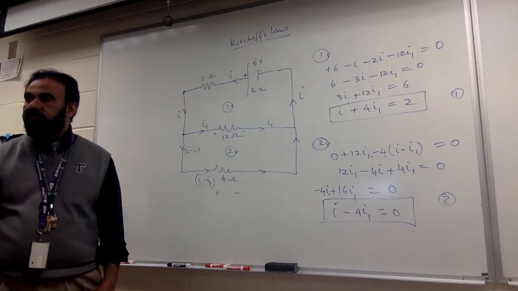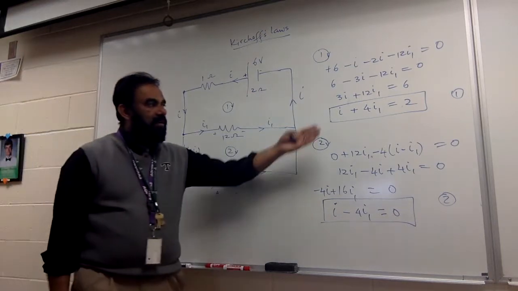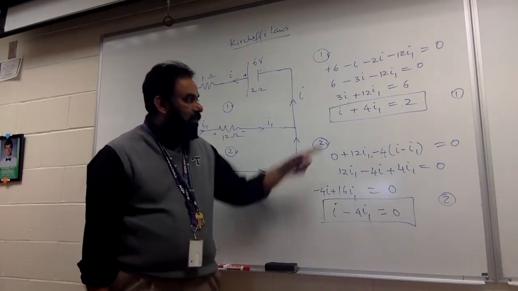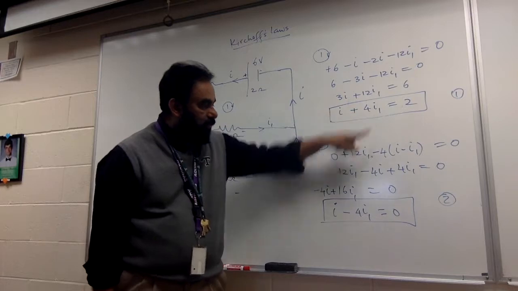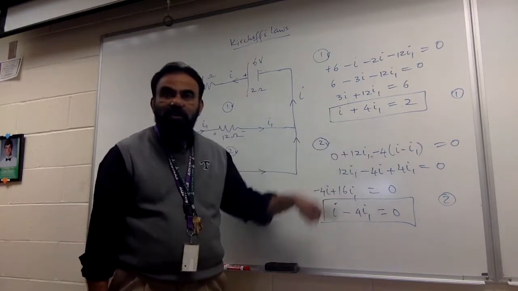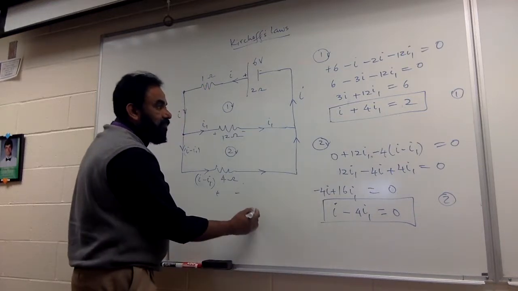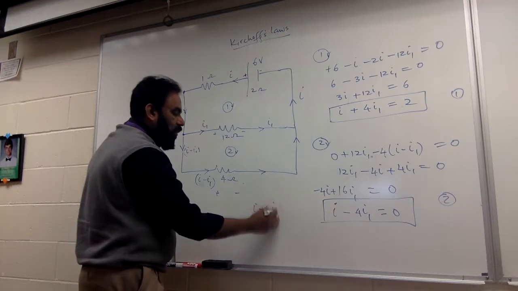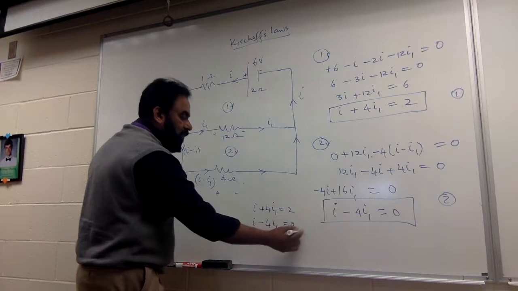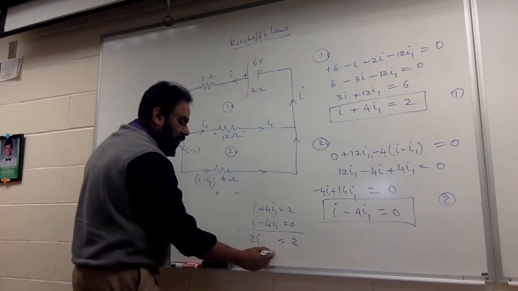Once you get these two equations, just solve them simultaneously. You know simultaneous equations. How do you solve this? Add them. It depends. Here I can add them because this is plus 4i1 and this is minus 4i1, so if I add the equations, this gets knocked out. If I add 1 and 2, what do you end up getting? i plus 4i1 equal to 2 and i minus 4i1 equal to 0. If you add both of them, I get 2i is equal to 2. So i is equal to?